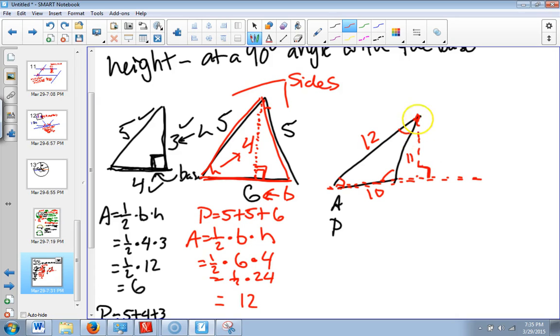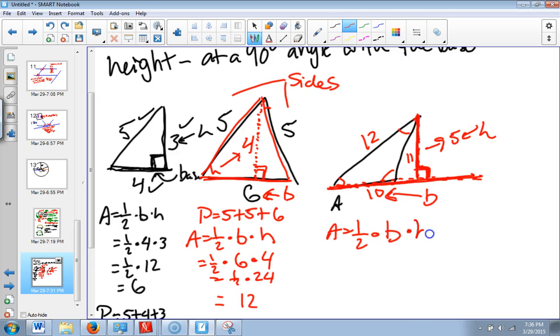Now I have a 90-degree angle. So this here, in red outside, is my height. Let's say this height here is actually just 5. Now my base, this is the 90-degree angle, so my base is 10, and my height is 5. So my area equals 1/2 times base times height equals 1/2 times 10 times 5 equals 1/2 times 50 equals 25.